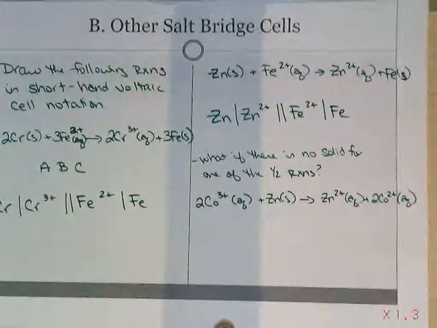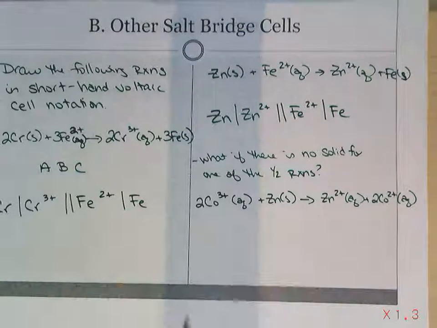Cobalt and zinc making zinc plus 2 and cobalt plus 2. First question, who is being oxidized, the zinc or the cobalt? Zinc, okay. So what side does that go on, the anode or the cathode? Okay. So that part is like we've done before.